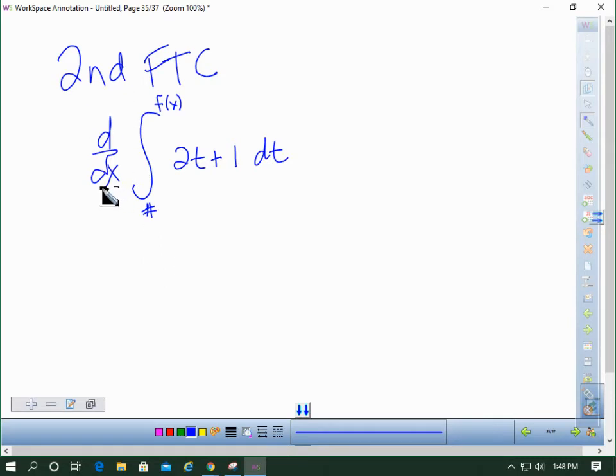So what you're asked to do, this is using the second fundamental theorem of calculus. You're taking the derivative of an integral. Now, in order for this rule to work, like I said, there has to be a number as your lower limit, and then your upper limit can be any function or anything up there. Okay? So to take the derivative of an integral, remember these cancel away.